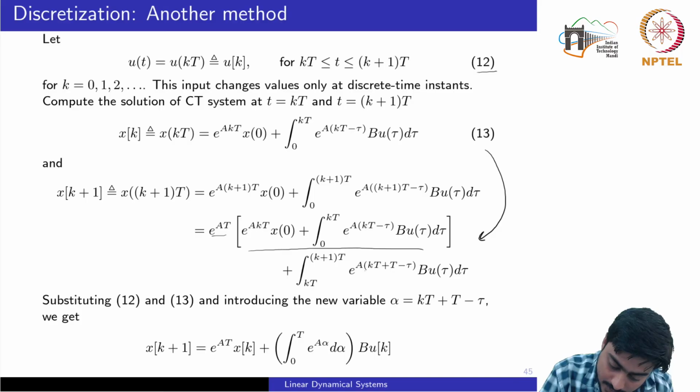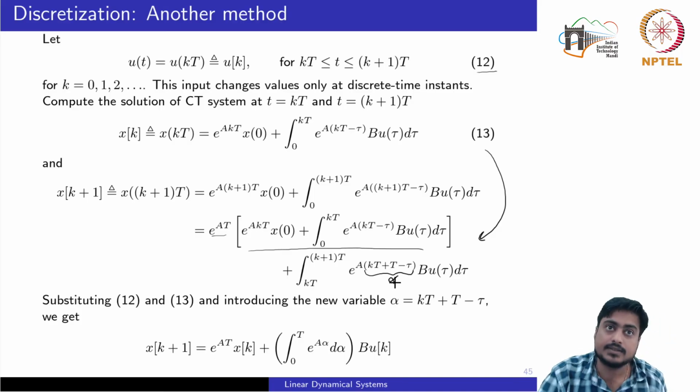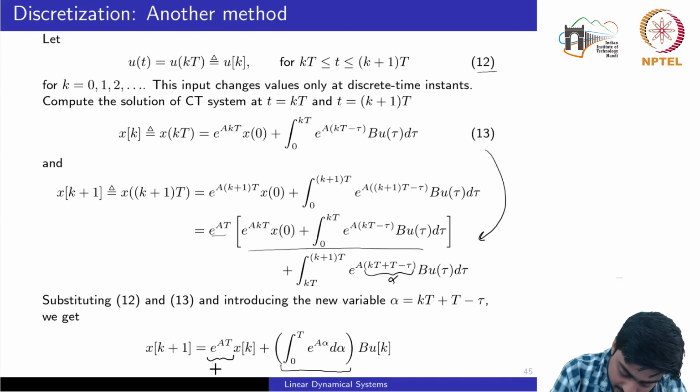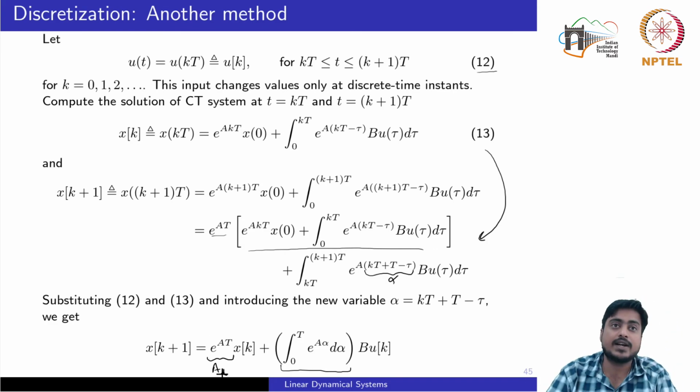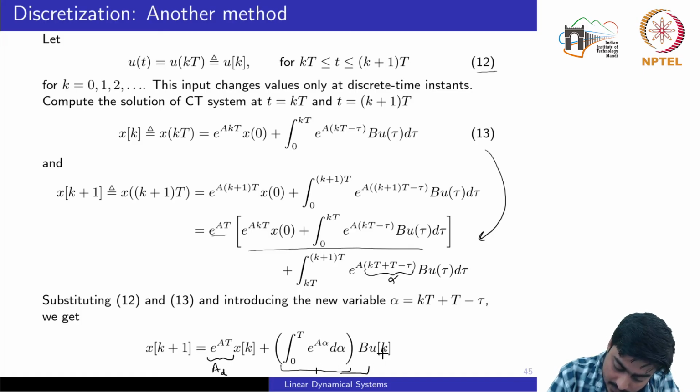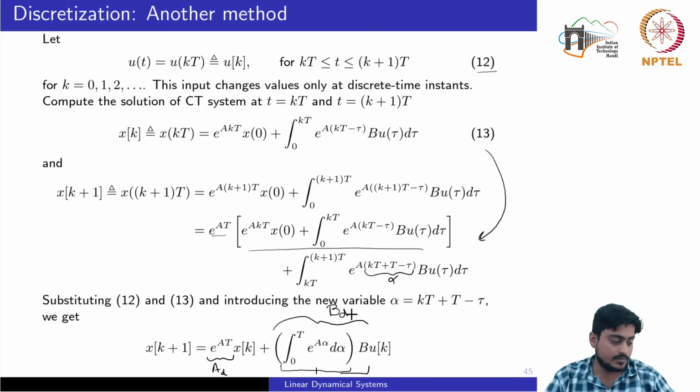Because I replace this part by alpha, I would have e to the power A alpha d alpha, since B is a constant matrix. Then, rearranging the lower limit and the upper limit of the integral, we finally get this expression. Now this part I can define as the discrete time A matrix of the continuous time system, and this whole part is the BD matrix. Let's see in the next slide.